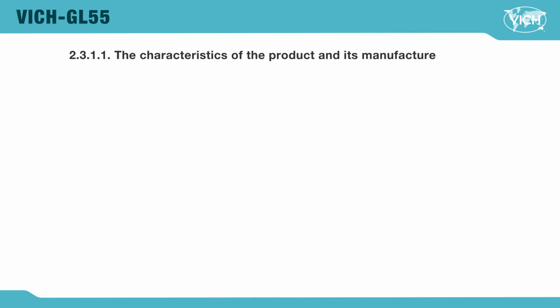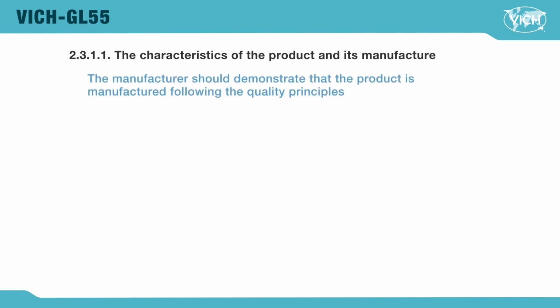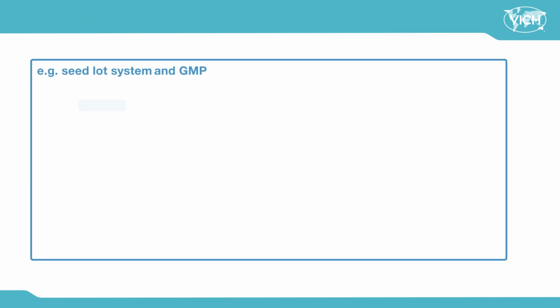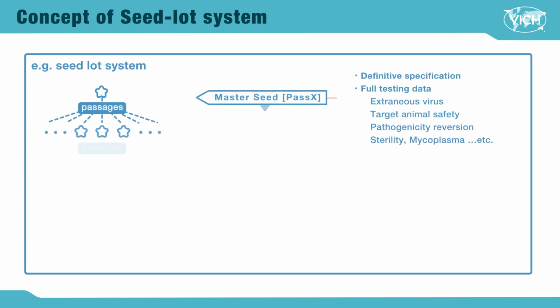From here, the actual regulations have been laid down for information needed for individual vaccines in order to waive the TABST. First is 2.3.1.1, the characteristics of the product and its manufacturer. The manufacturer should demonstrate that the product is manufactured following the quality principles, for example, seedlot system and GMP. This is an explanation of the seedlot system.